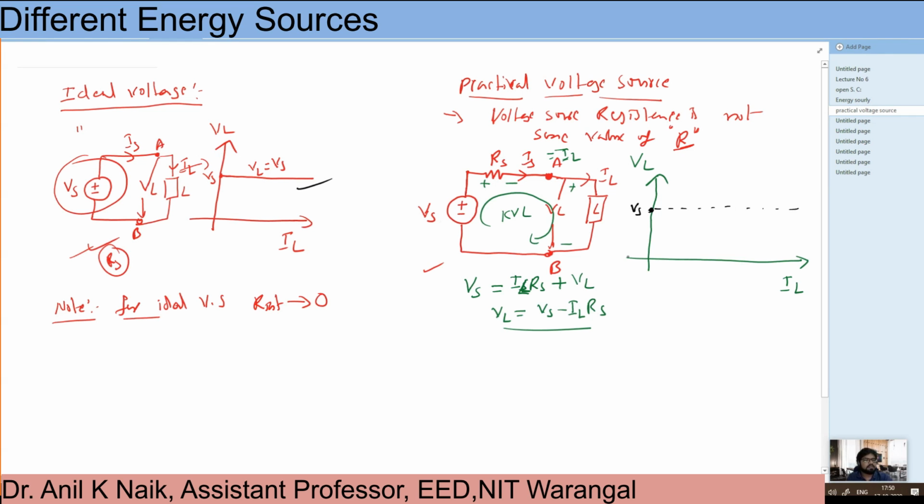But in the practical case, as my load current increases in this direction, what about my VL? My VL is going to slowly decrease, and this could be the practical characteristics for your voltage source. This is the practical case, and this is for the ideal case. So this is what you need to understand about ideal versus practical voltage source.